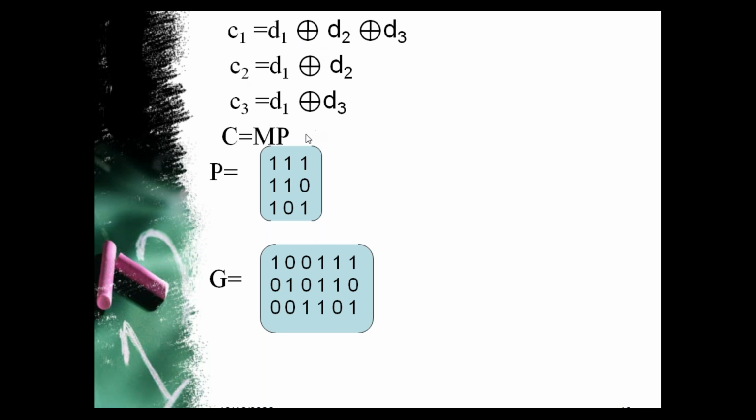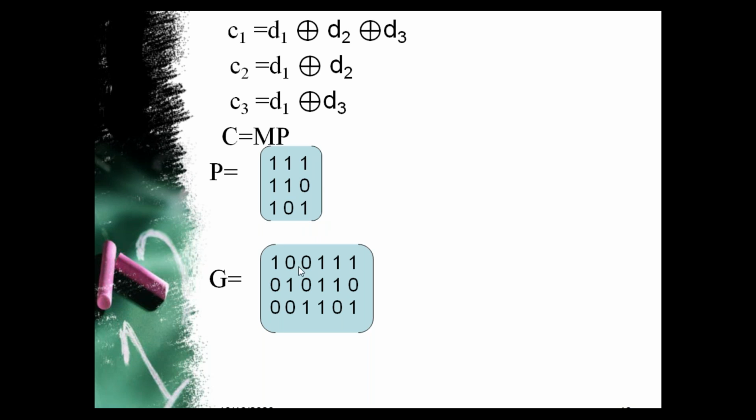Usually in the examination, this equation for the check bits will be given. You will have to write the generator matrix, H matrix, etc., construct the code, and all the other parameters will have to be found out. Okay. Therefore, once the equations for the check bits are given, we are able to write the P submatrix.